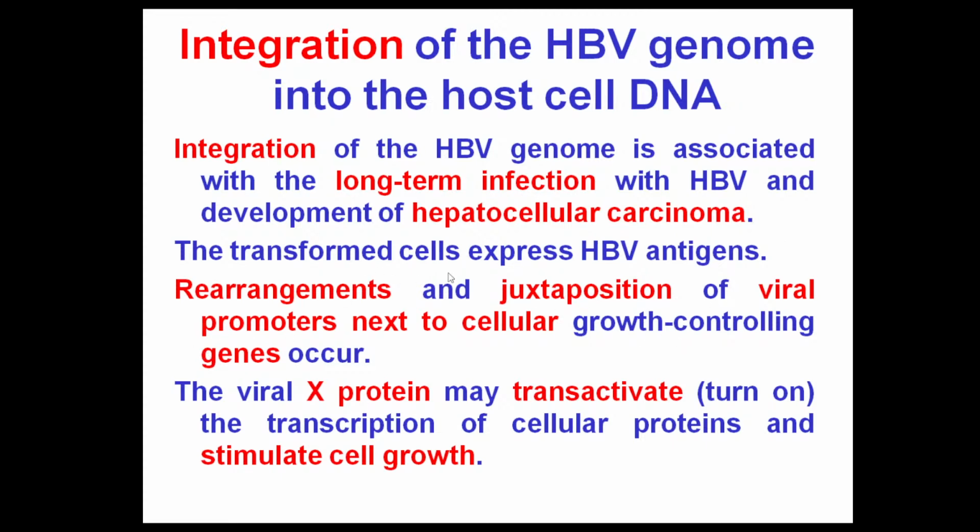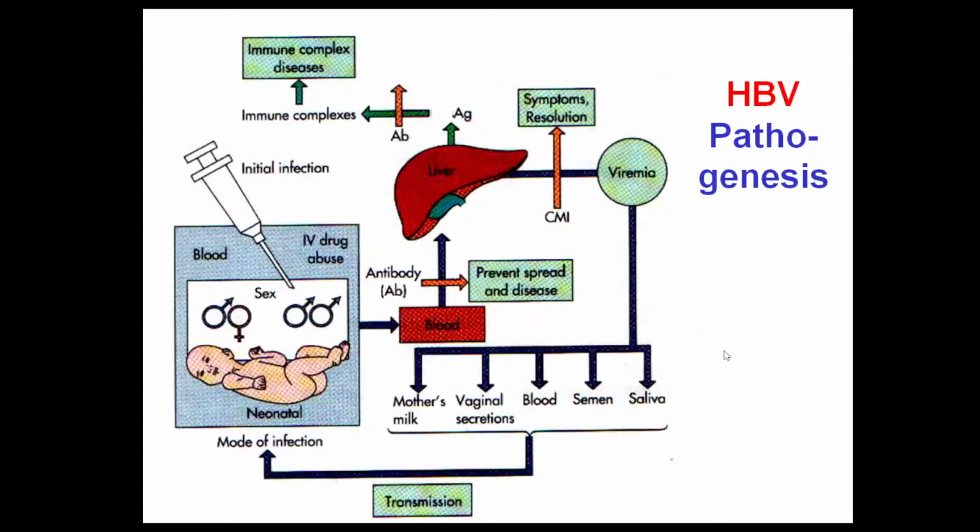Rearrangement and juxtaposition of the viral promoters next to cellular growth controlling genes occur, and the viral X protein may act as a transactivator of transcription. It turns on the transcription of not only viral proteins but also cellular proteins and promotes and stimulates the cell growth, so that may lead to the oncogenic transformation of those cells.